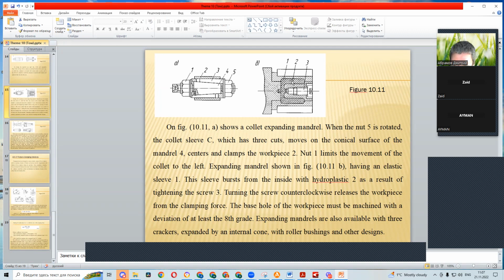Expanding mandrels are also available with 3 crackers expanded by an internal cone with roller, bushing, and other designs.